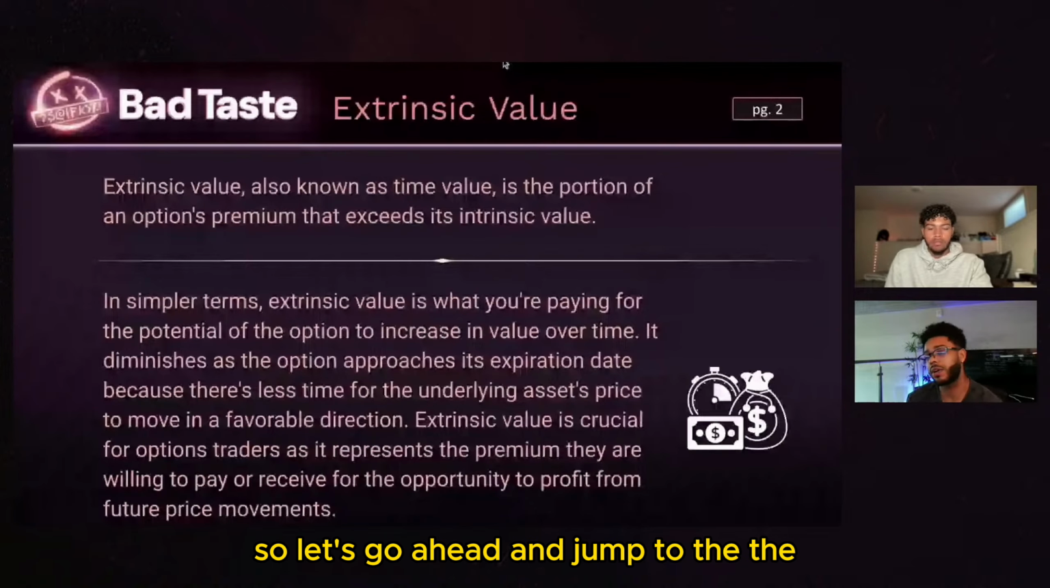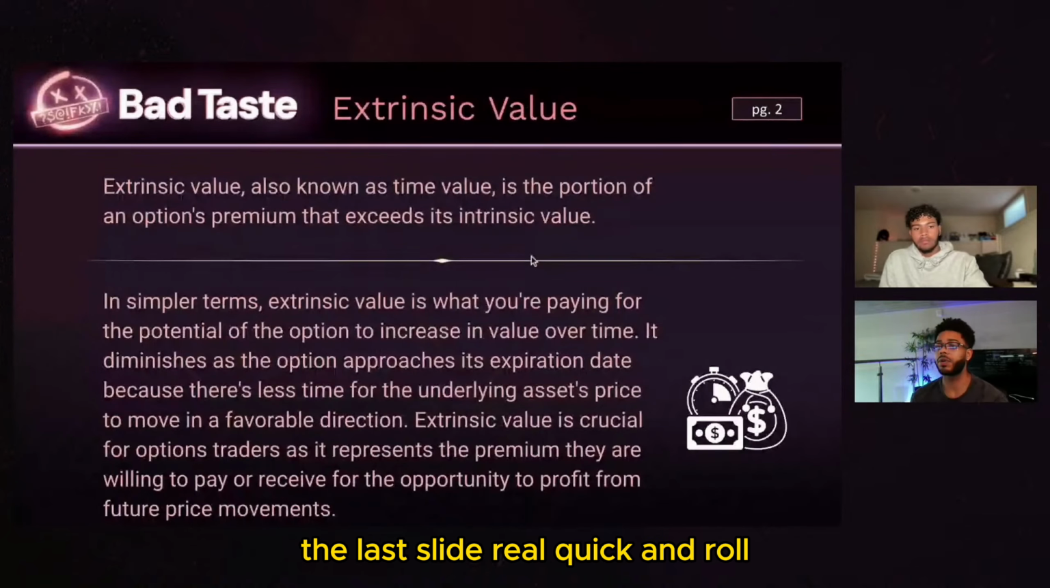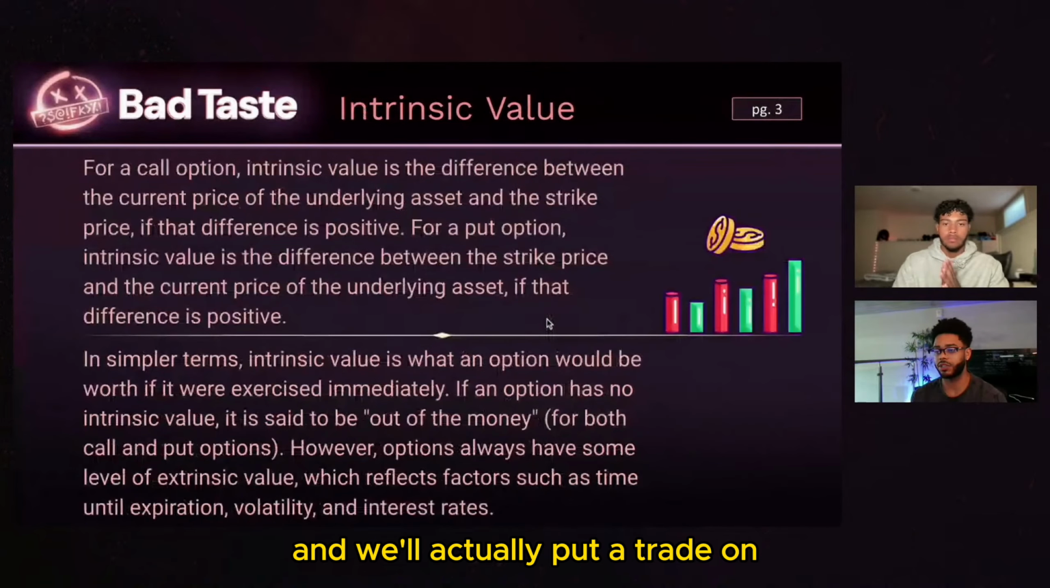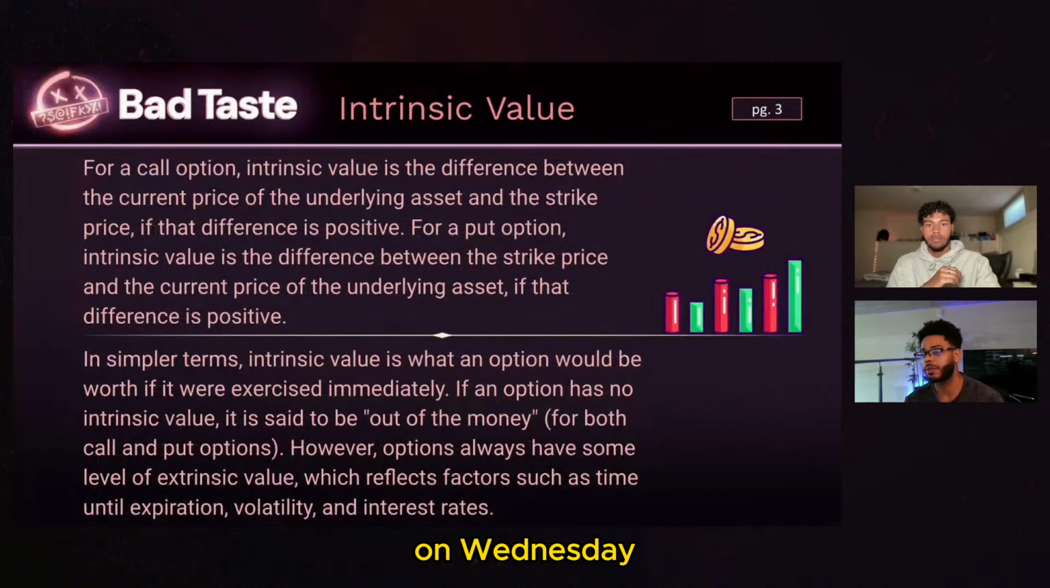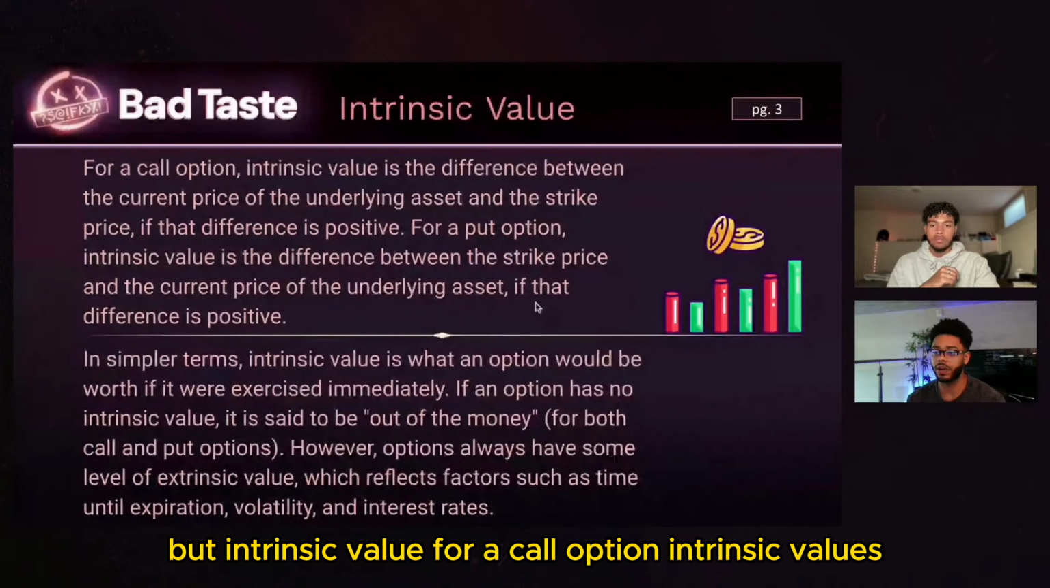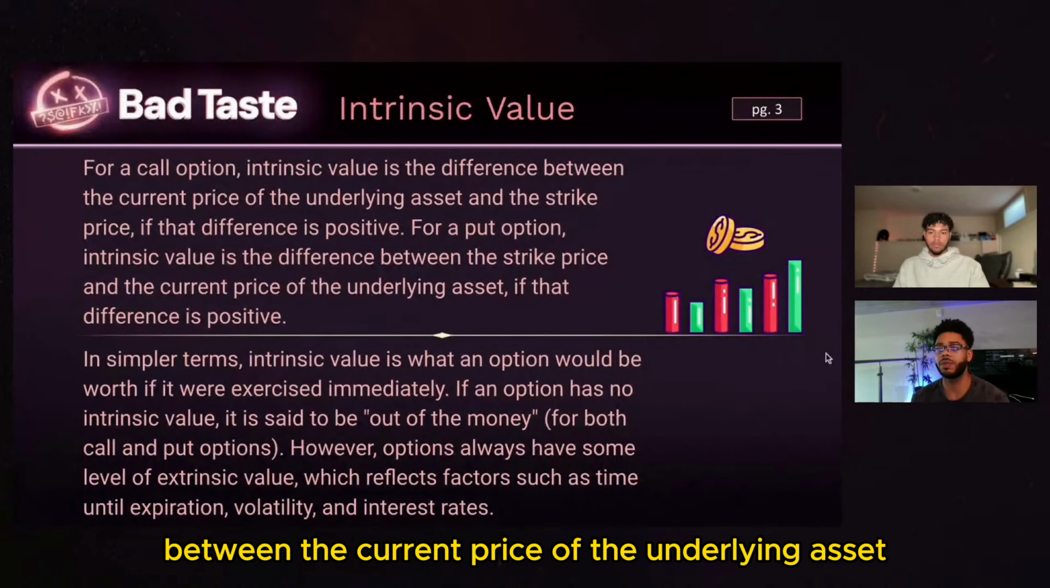So let's go ahead and jump to the last slide real quick, and we'll go back over this and we'll actually put a trade on Wednesday. But intrinsic value for a call option is the difference between the current price of the underlying asset and the strike price.